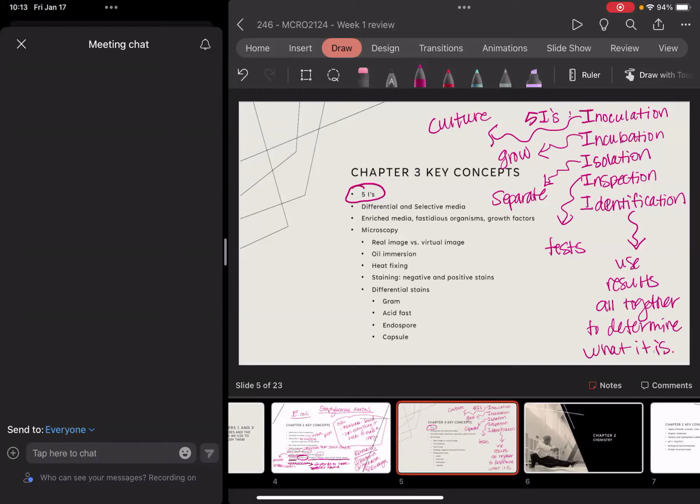Then literally everything that we learned about after that did apply pretty directly to that. Two things that we learned about while we were talking about the 5 I's and how they're going to apply to microbiology were differential and selective media. And yes, I do believe if you can at least remember what the words mean, that they should tell you what they are and what they do.